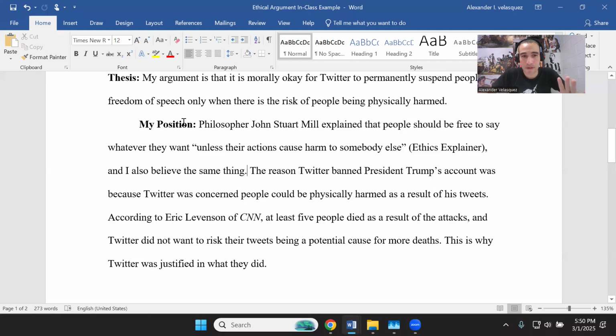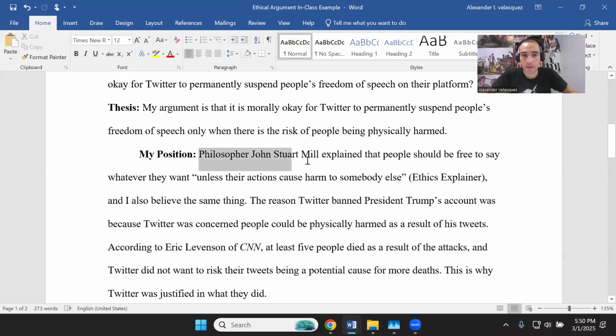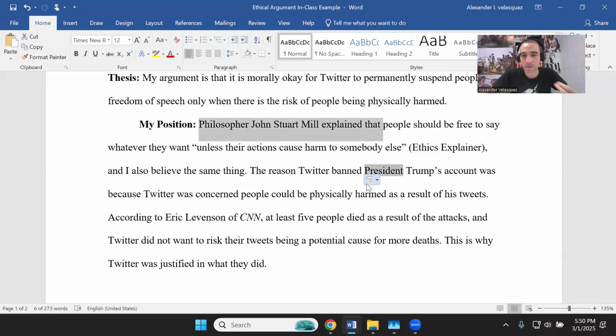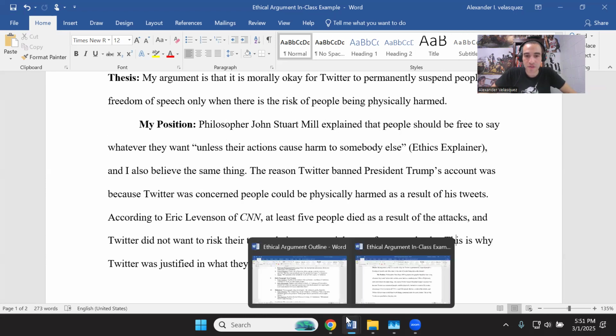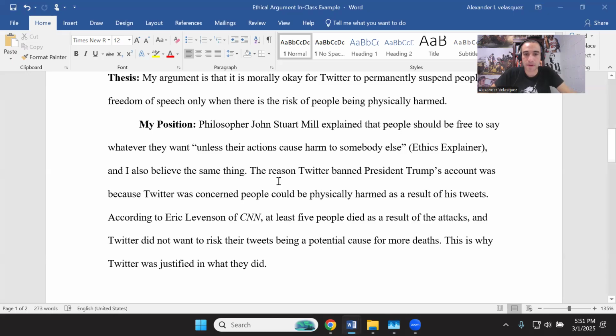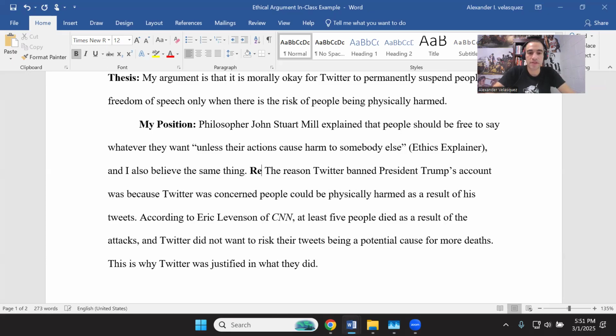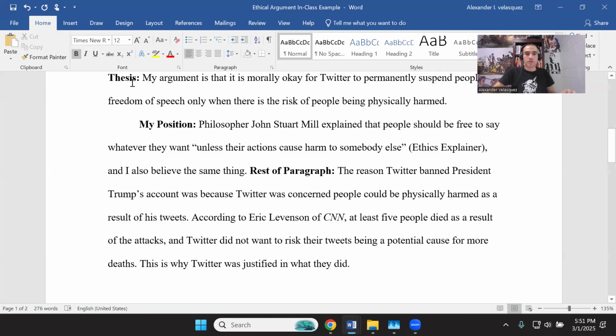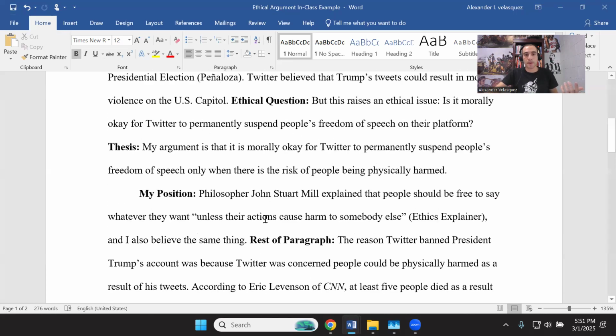Let me give you maybe a better example. If you're writing about the death penalty and you say, my position: I am in favor of the death penalty, or I am against the death penalty because innocent people are being executed. And then in this paragraph, you're going to talk about someone who was innocent and got executed because of the death penalty. And then you're going to say, this is why the death penalty is wrong. Something like that. And I should make it just a little more clear. This is the rest of the paragraph, so I'll put here, rest of paragraph. Okay, so that's kind of how you write this particular paragraph.